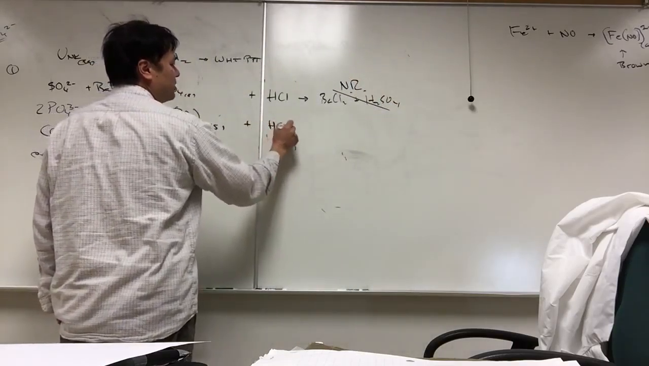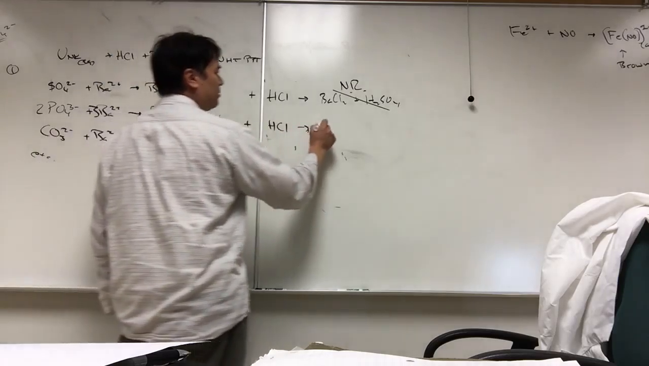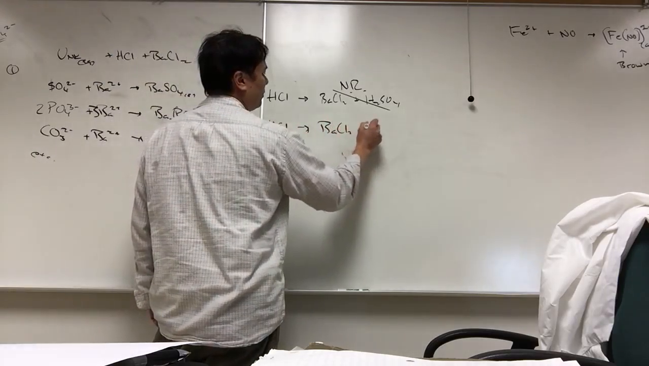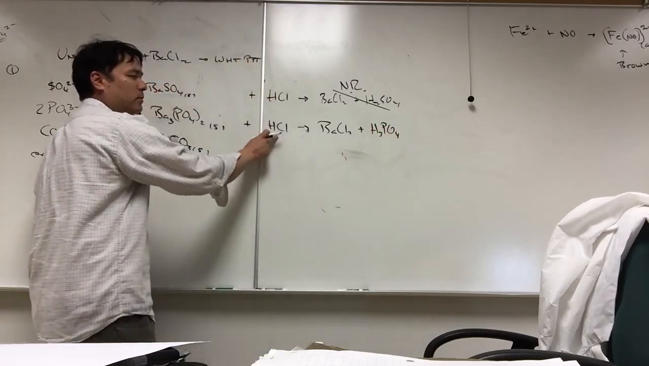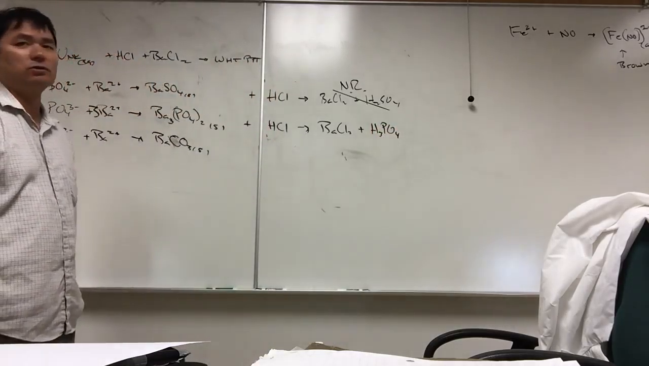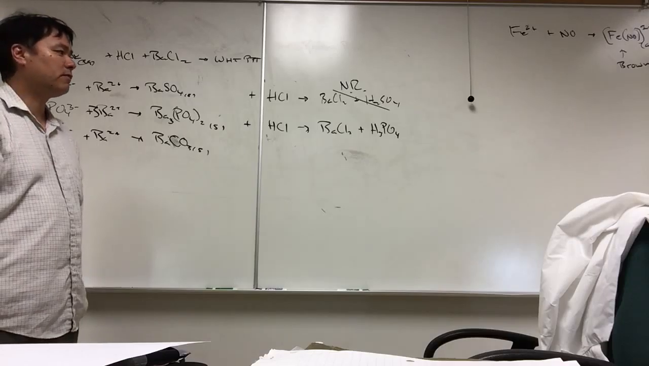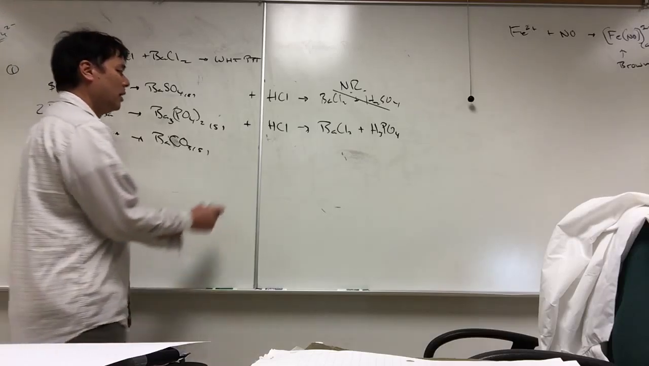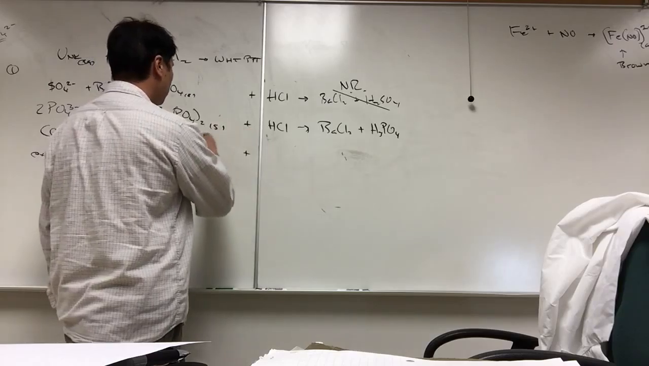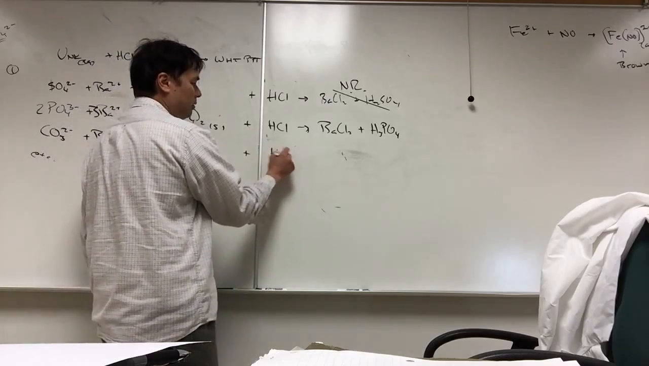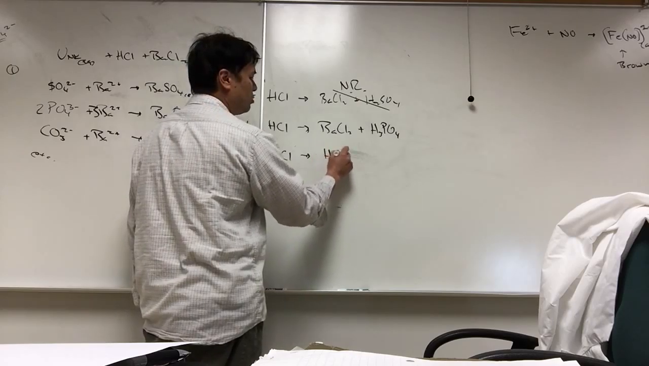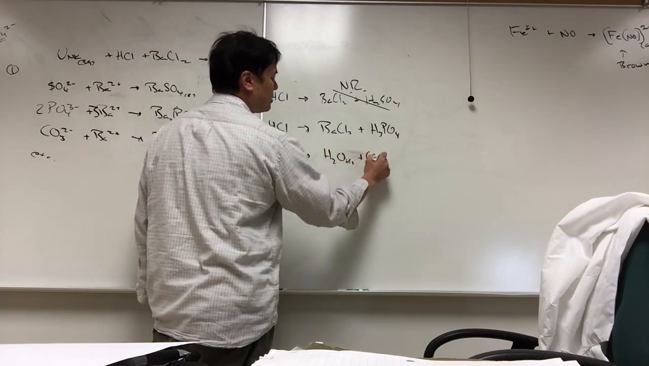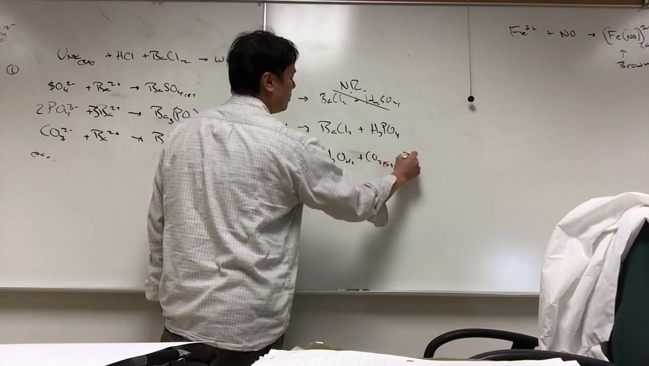But if we add excess HCl to barium phosphate, we'll get barium chloride plus phosphoric acid. Here there's a driving force because we're going from a stronger acid, HCl, to a weaker acid, phosphoric. And so HCl will dissolve this precipitate. And then, of course, for carbonates, we'll get H2O liquid plus CO2 gas plus barium chloride.